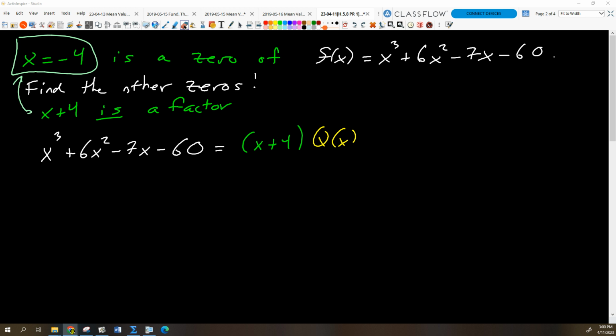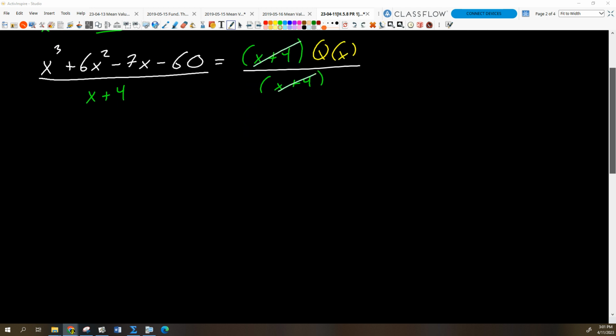If I want to solve for q of x, what do I divide both sides by? The factor x plus 4, right? To undo multiplying by x plus 4. Okay, so okay, that's good. Look, those guys cancel, and that allows me to solve for q of x, doesn't it? What's the easiest way to divide that out, simplify that quotient? I'd use synthetic, wouldn't I? Because the bottom is x plus 4, just 1x plus 4.